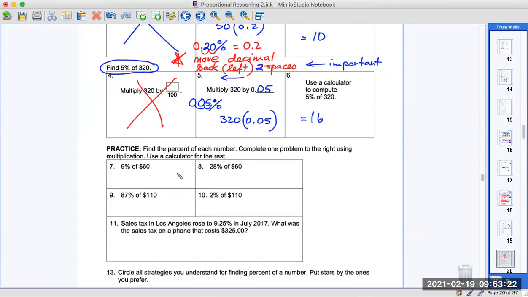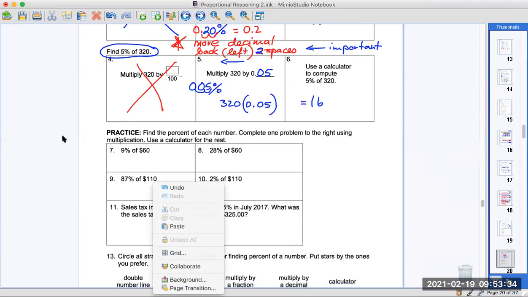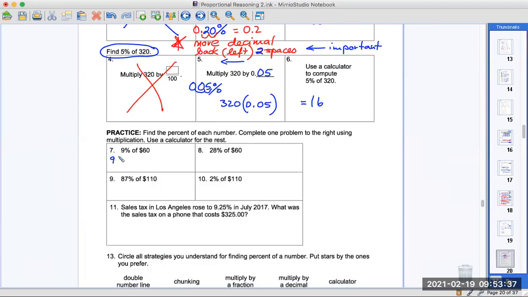Okay, find the percent of each number. Let's try that. 9%, use a calculator. I want you to use a calculator. 9% of 60. So first change 9%. Add some zeros to the front, move 2 spaces. So it's 60 times 0.09. Put that in your calculator.